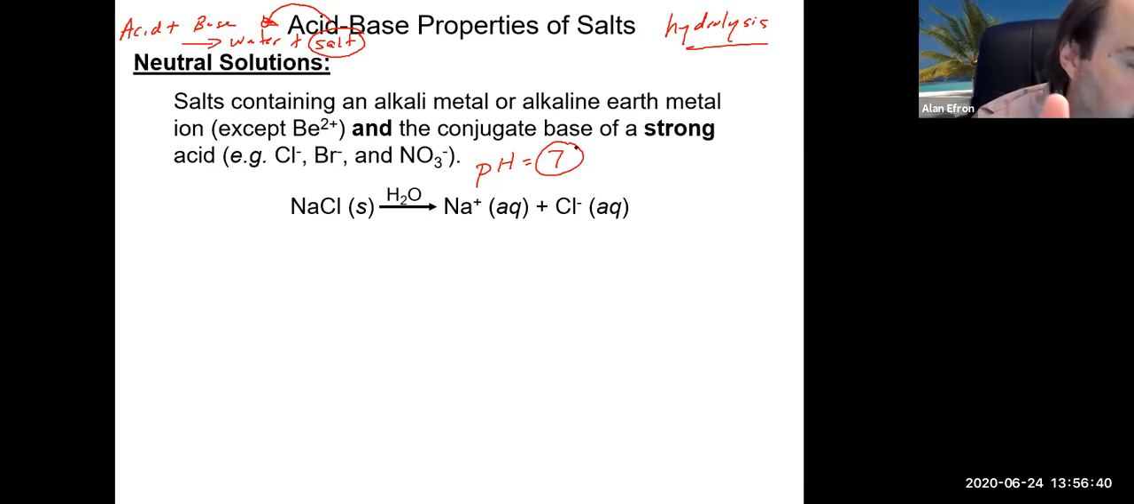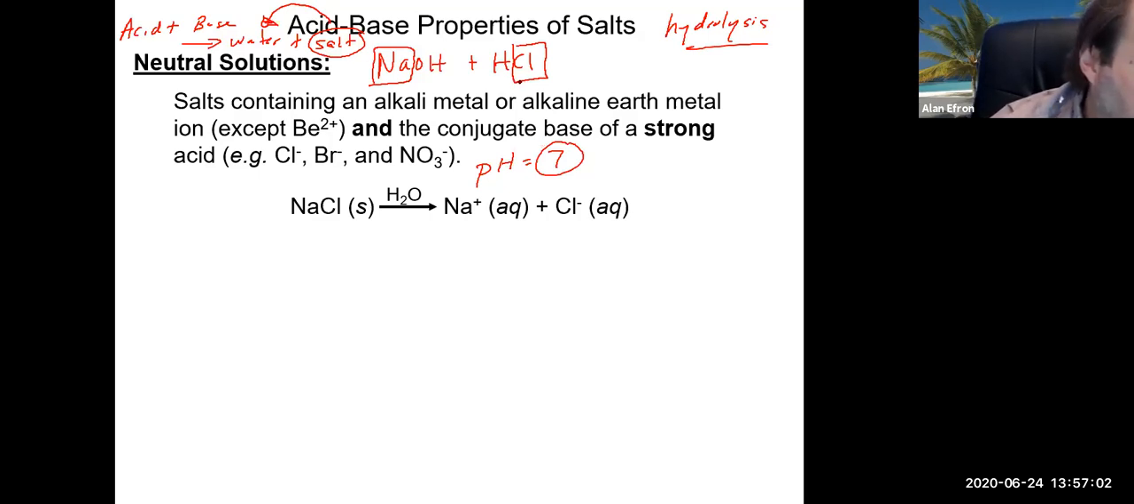So when we look at a salt like sodium chloride, you should hopefully be able to figure out that perhaps the salt came from sodium hydroxide and hydrochloric acid, right? The sodium hydroxide probably providing our sodium ions, and the hydrochloric acid providing our chloride ions to produce our salt. And sodium hydroxide is a strong base, which means its partner will be relatively weak. And hydrochloric acid is also a strong acid, which means its conjugate partner, the Cl minus, will also be really weak.